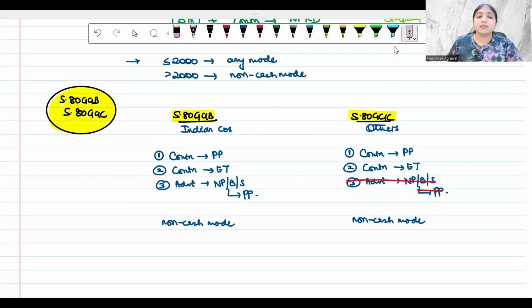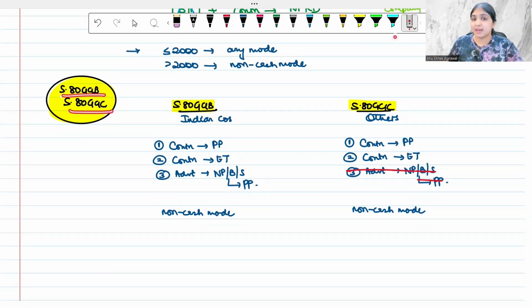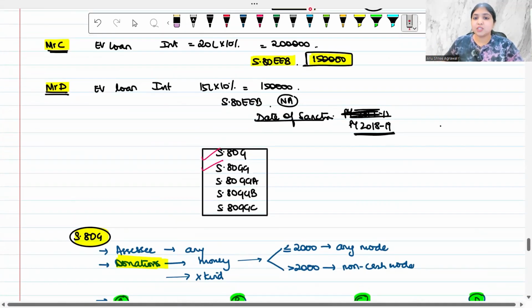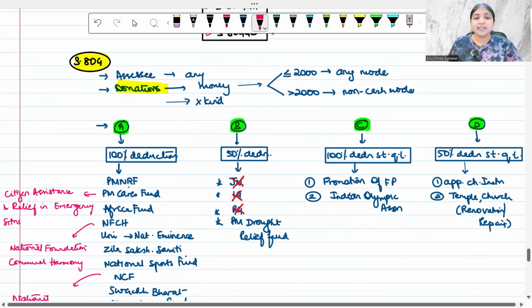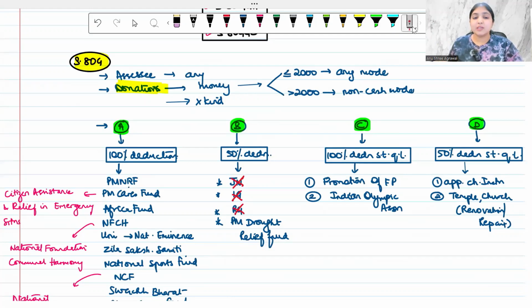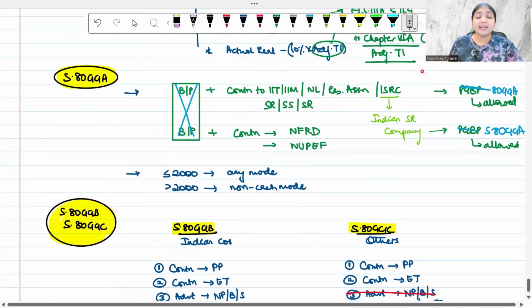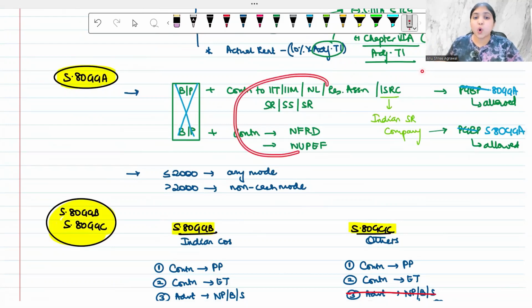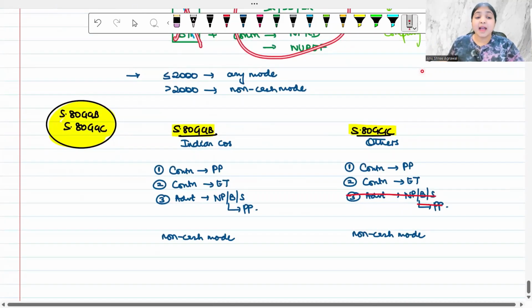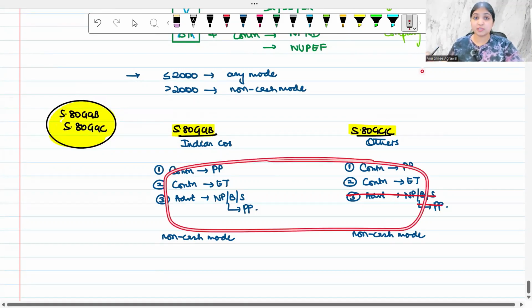All right, guys. So this is it about 80GGB and 80GGC. So with this, you have learned all your 5 sections under the 80G series. So 80G, which is for donations, then you have 80GG, which is for rent for a house, 80GGA, which is with respect to contributions if my assessee does not have PGBP head, and 80GGB and GGC are for political contributions.